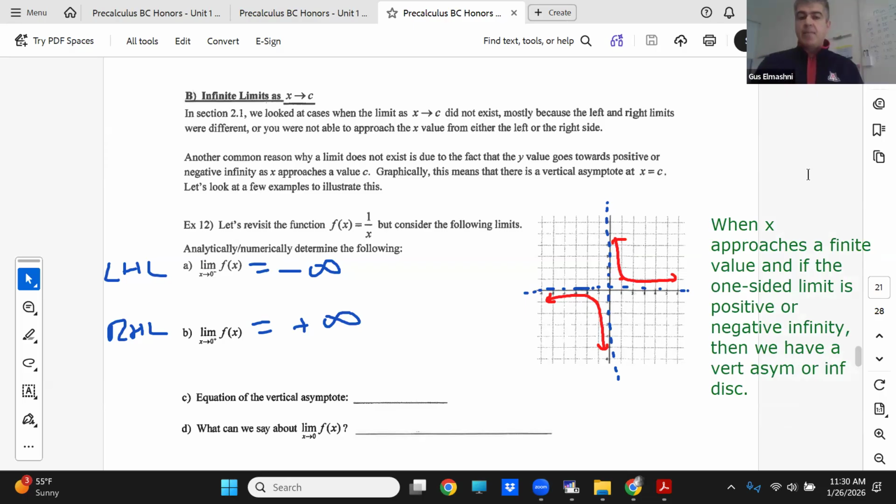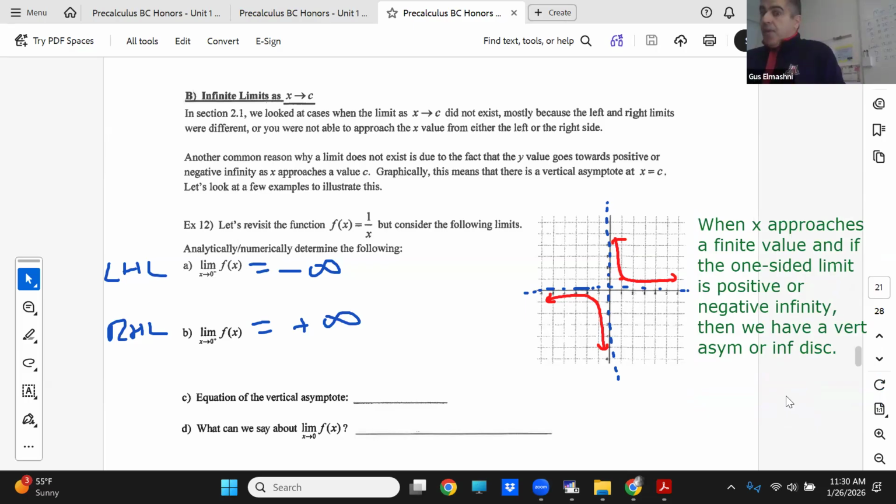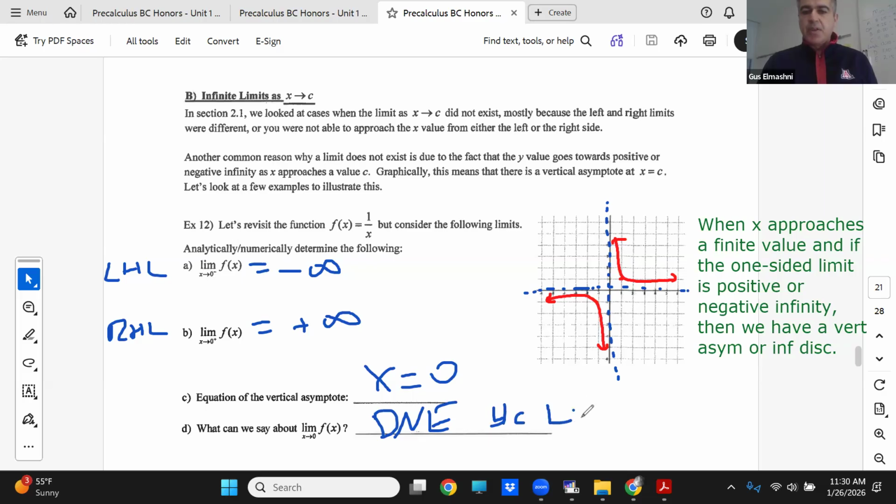When x approaches a finite value, and the one-sided limit, and it doesn't have to be both, by the way. It could just be either one-sided limit, that's totally fine. If your output is positive or negative infinity, that gives rise to a vertical asymptote or infinite discontinuity. So the equation of the vertical asymptote, of course, is x equals 0 here. And what can we say about the limit as x approaches 0? Well, it does not exist. And that's because the LHL does not equal the RHL.